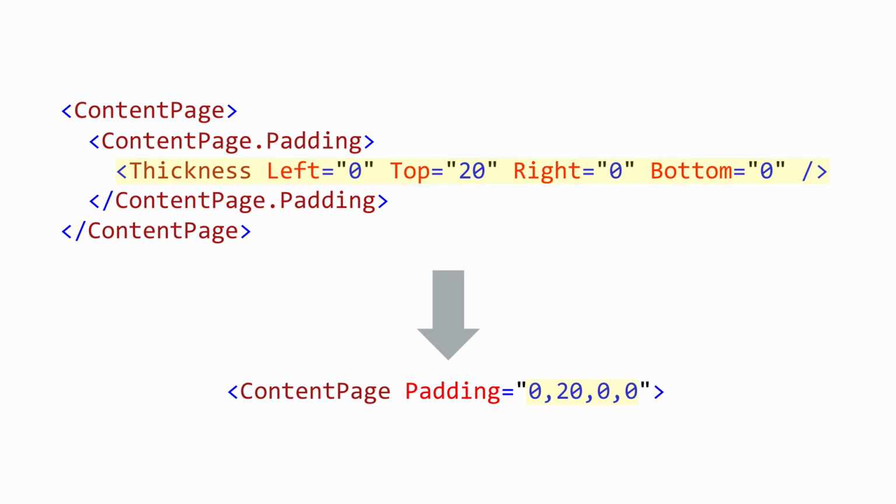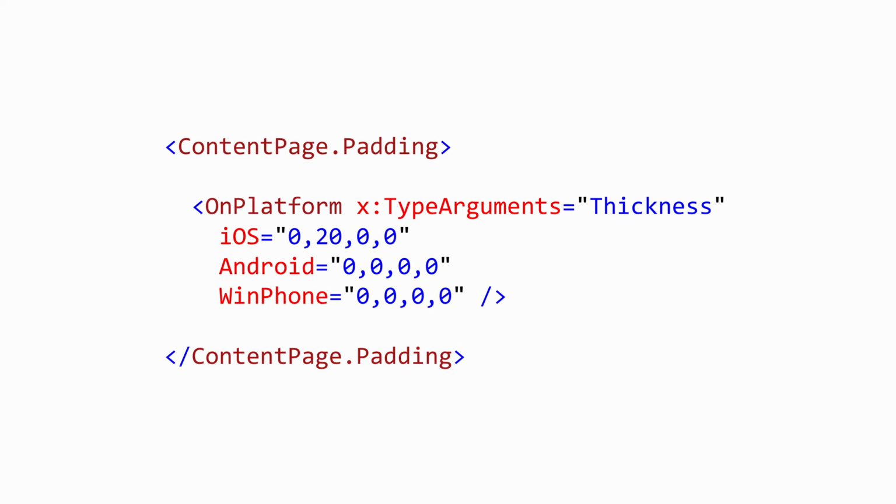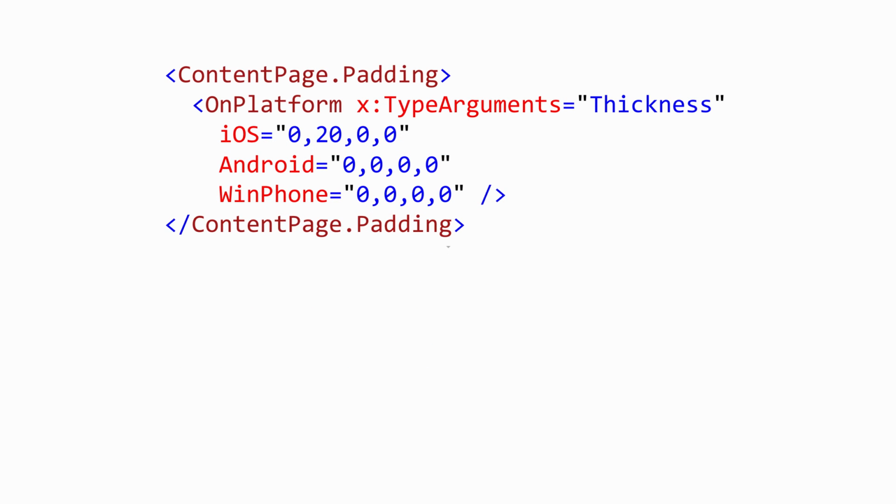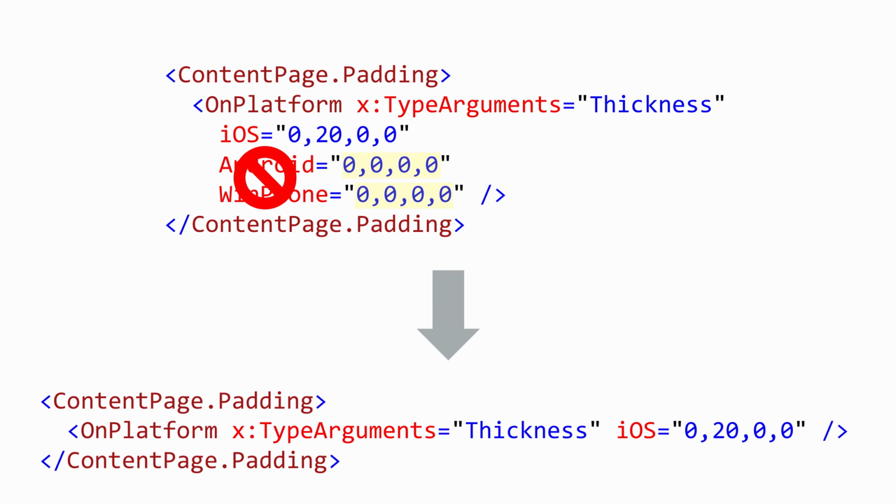So if we apply that to the code we had a moment ago, it slims down to this. Those three strings represent the Thickness objects for the three different platforms. And this is quite a bit nicer looking. And as a final simplification, notice that for Android and Windows Phone, we're using all zero values, and that turns out to be the default for a Thickness object. Therefore, we don't have to put those at all, and we can slim this all the way down to that. So there's an example, sort of a classic use of OnPlatform to set the top padding to 20 units on iOS, but leave it at 0 on the other platforms.